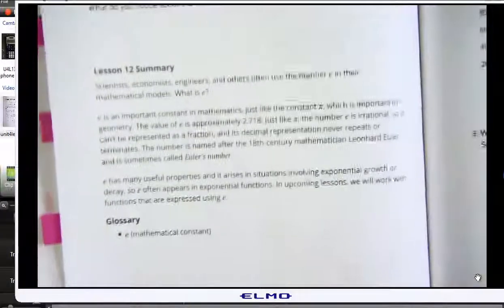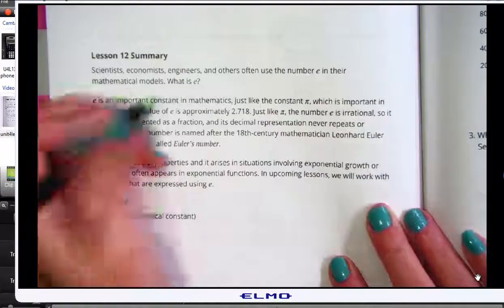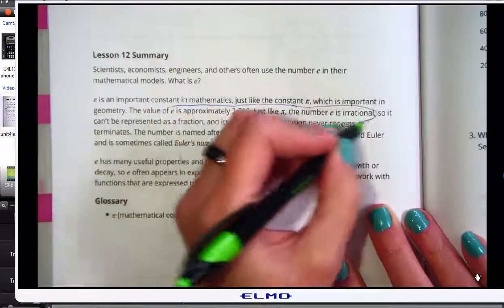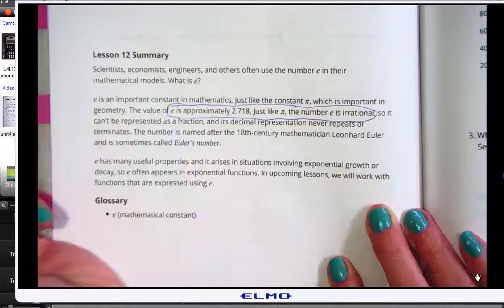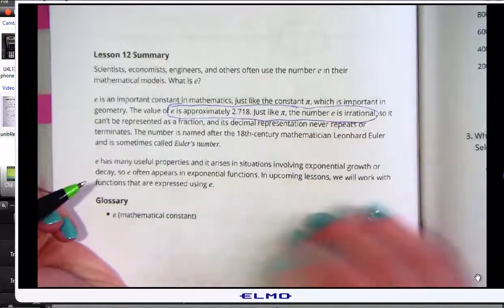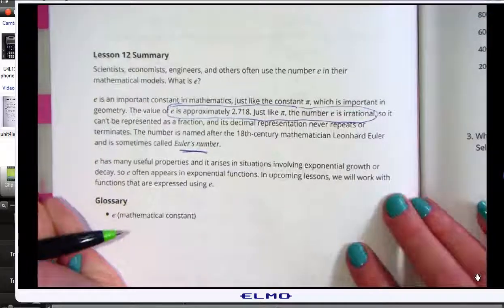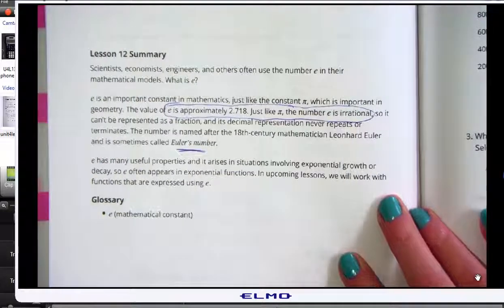So you can see our lesson 12 summary is very, very short: e is approximately 2.718. Just like pi is a set number that's irrational, e is also a set number that is irrational. And there's his name, Euler. We call it Euler's number. We're going to use this in future lessons.